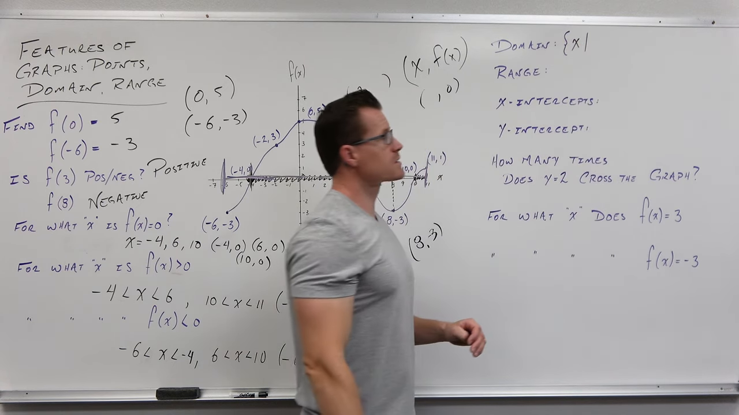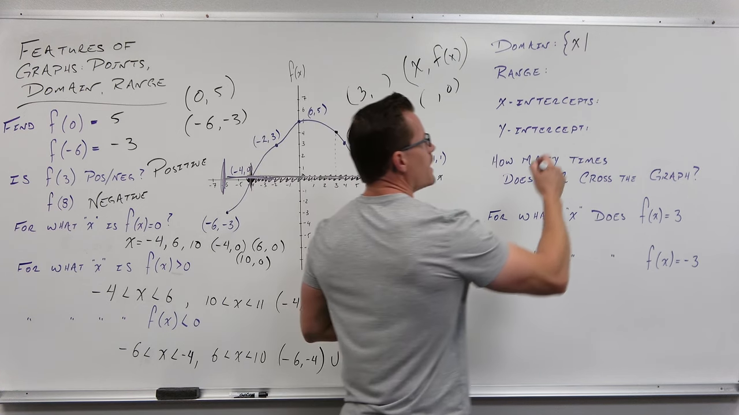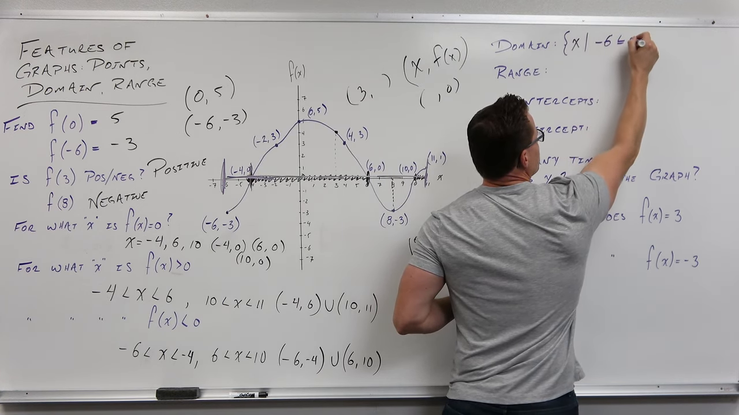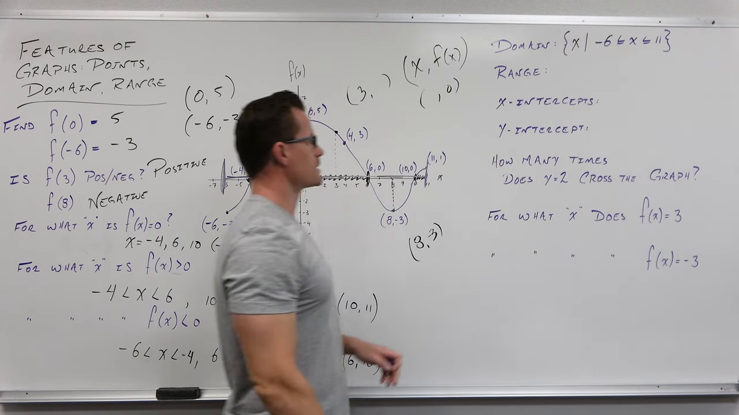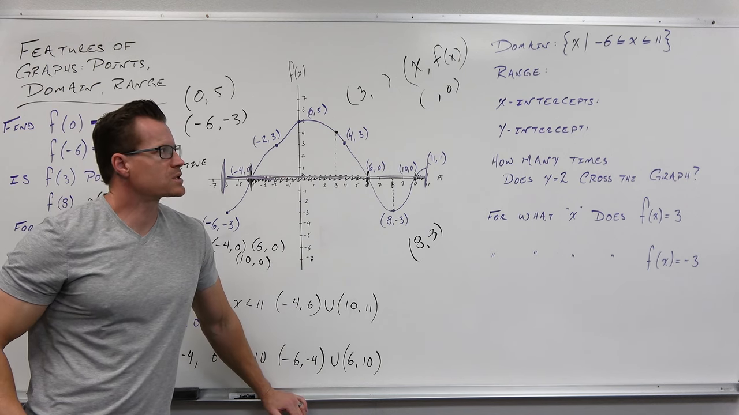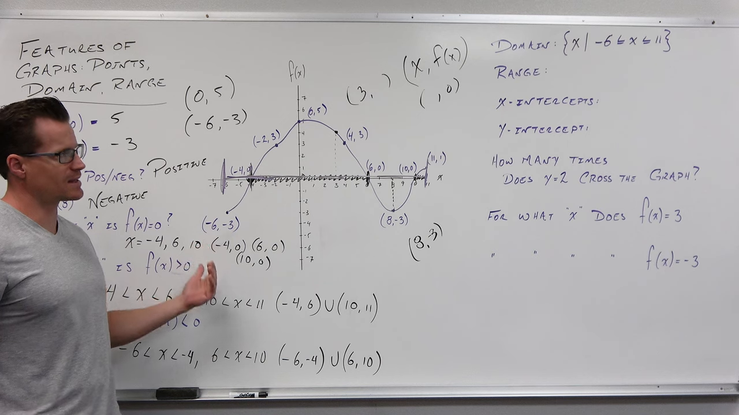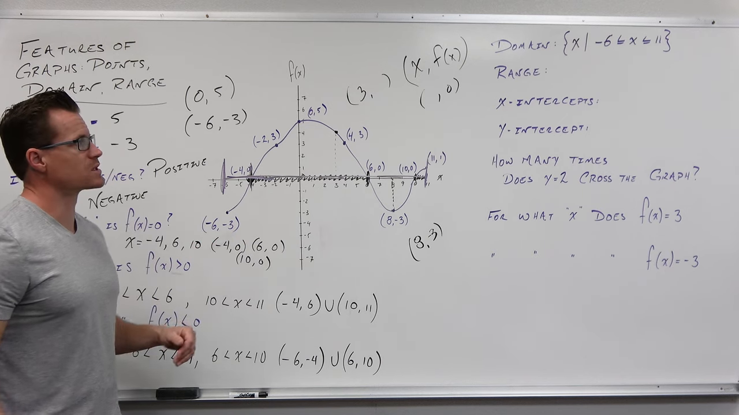So we can write it like this. We have that x such that, we remember the set builder notation, x such that x is between negative 6 and 11. Notice the difference here. I used something that I didn't use over here. Over here were strict inequalities because we wanted to be less than 0. We didn't want our function to equal 0 or greater than 0, as the case may be.